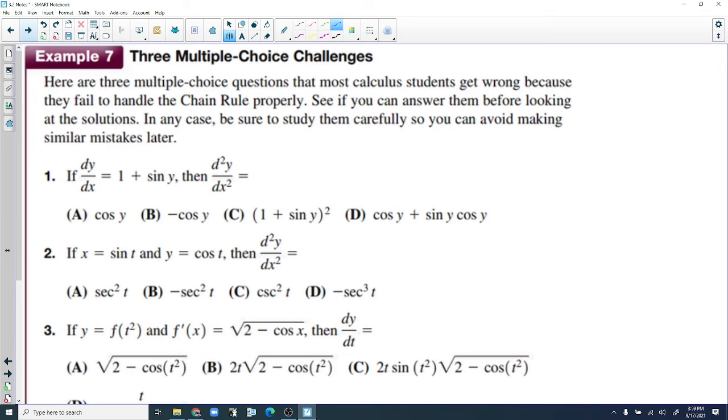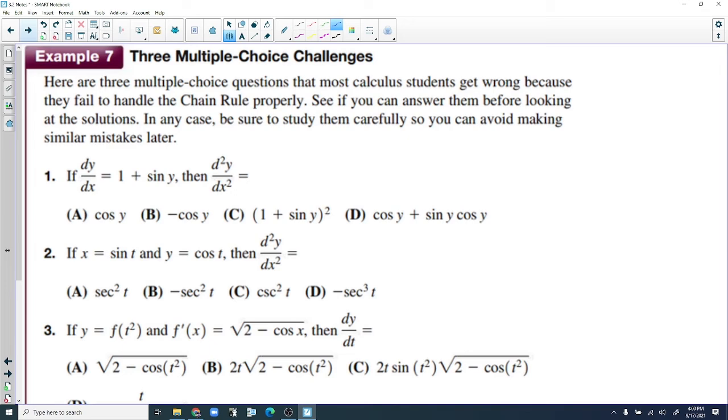Three multiple choice challenges. Here are three multiple choice questions that most calculus students get wrong because they fail to handle the chain rule properly. See if you can answer them before looking at the solutions. In any case, be sure to study them carefully so you can avoid making similar mistakes. All right, now I got to be careful.